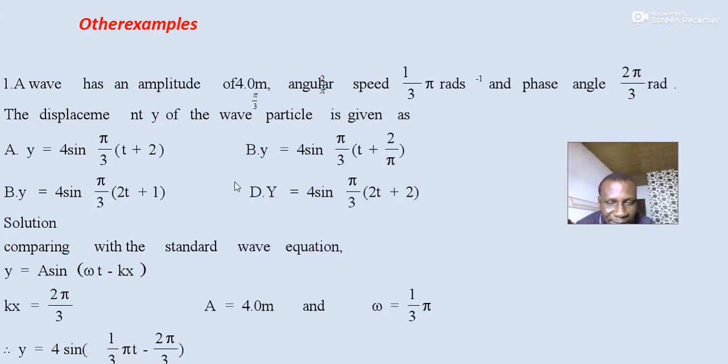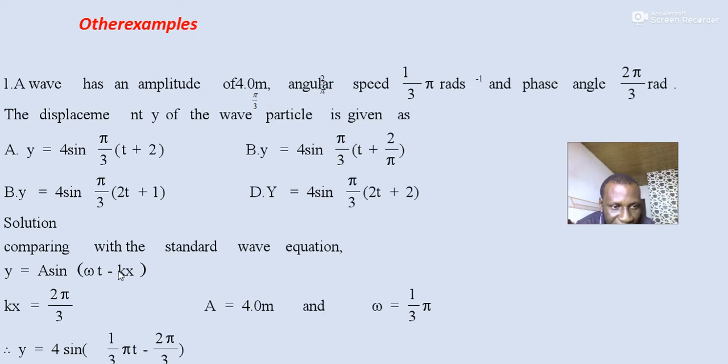They want us to write the wave particle displacement, which is simple. We just need to write the general formula for the wave displacement. The general standard is y equal to a sine omega t minus ks for a progressive wave, that is a wave traveling from left to right. We have the minus sign in between. Please take note of that. It is the minus sign.